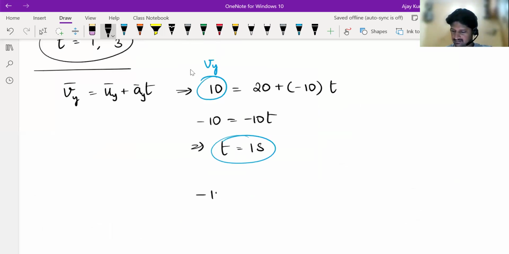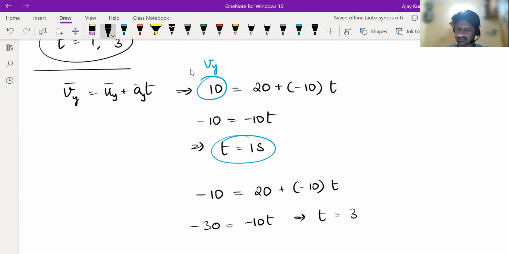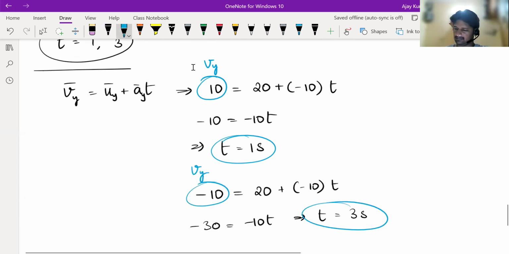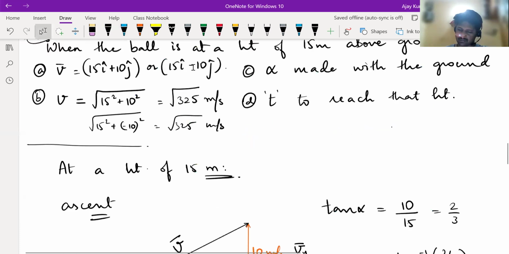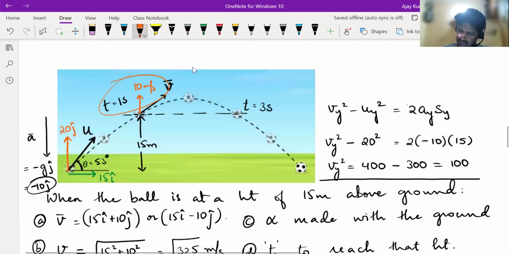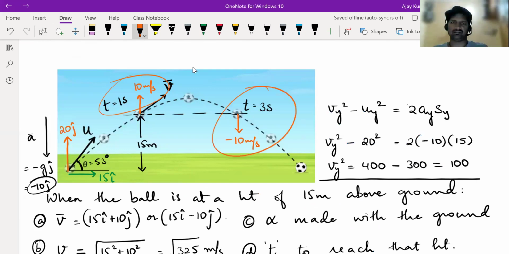Minus 10 is equal to uy plus ay into t. So send 20 this side now, you'll get minus 30 is equal to minus 10 into t. That makes t 3 seconds. That gives you t as 3 seconds. So what happens at 3 seconds? The y component of velocity becomes minus 10. And when is the y component of velocity minus 10? When it is at that same level during descent. So that happens at 3 seconds.